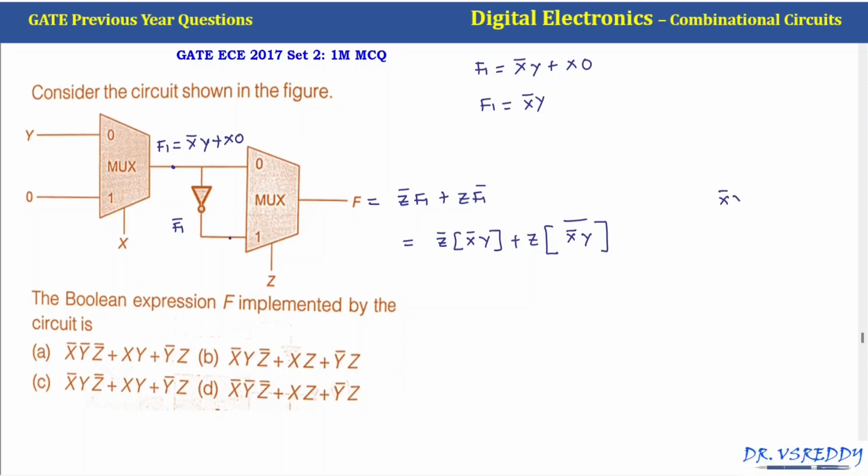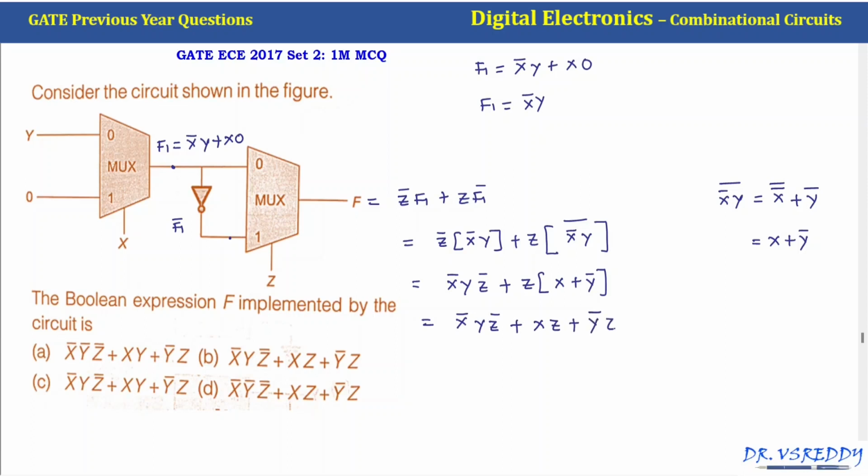So Z bar into F1, which is X bar Y, plus Z into (X bar Y) whole bar. We can write (X bar Y) whole bar as X plus Y bar. So F is equal to X bar Y Z bar plus Z into (X plus Y bar), which is X bar Y Z bar plus XZ plus Y bar Z. The final answer is F equal to X bar Y Z bar plus XZ plus Y bar Z.